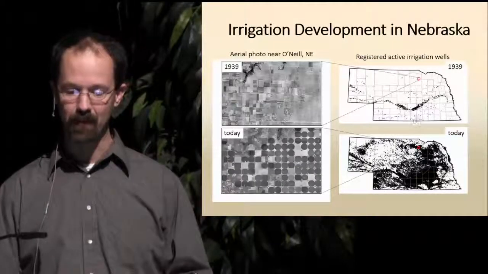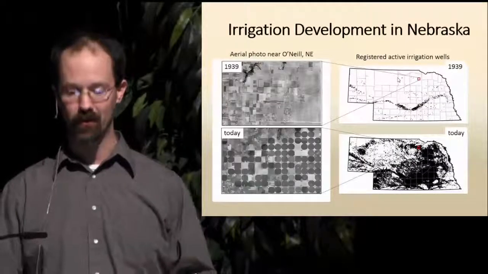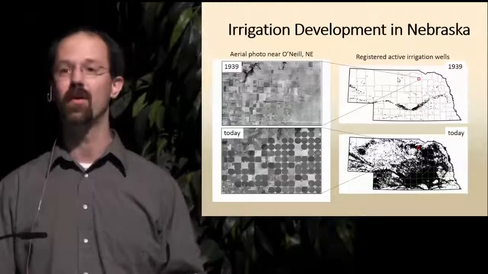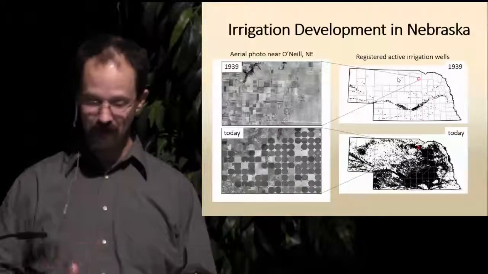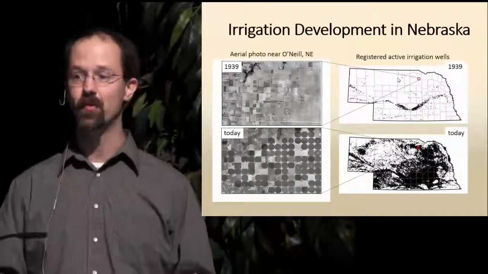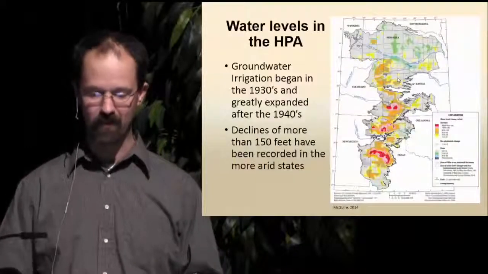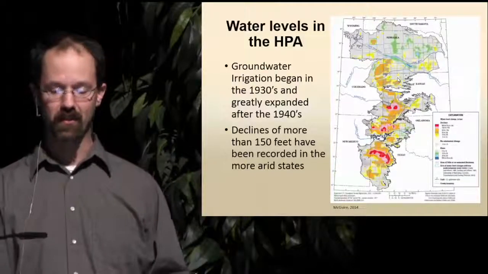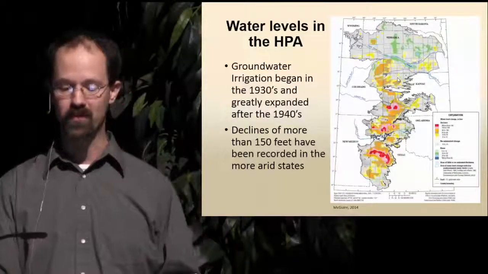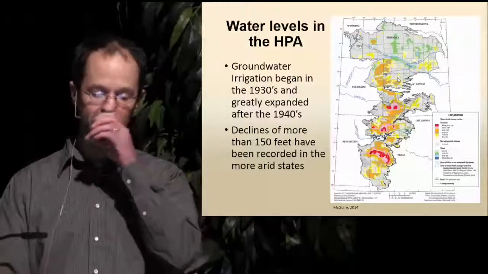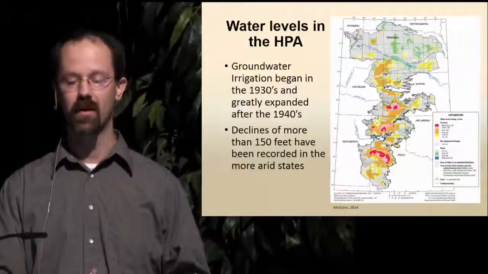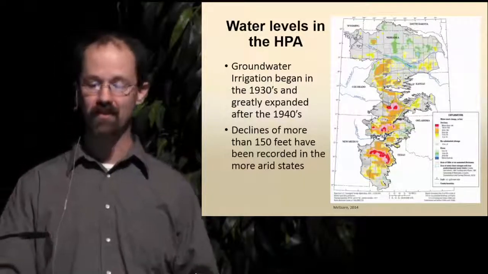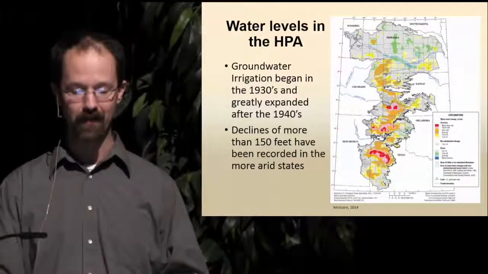Back in 1939, there were very few active irrigation wells in Nebraska. Last I checked for today, we're somewhere around 95,000. We've seen a similar expansion all across the High Plains Aquifer. Some of the more arid states, particularly places like southern Kansas, parts of Texas, Oklahoma, have seen groundwater level declines of more than 150 feet. We're certainly not immune to those declines here in Nebraska. I'll talk a little bit more about that in a little bit.